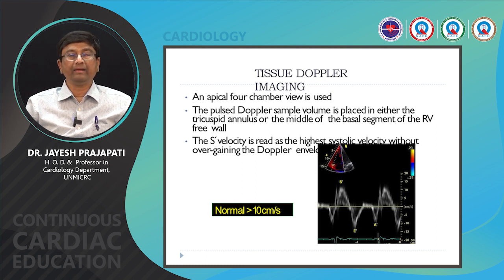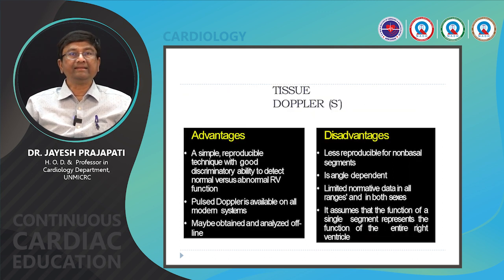Another is tissue Doppler. At the same level, you put a pulse tissue Doppler in the apical 4-chamber view and measure the S velocity; normal is more than 10. This is a very easy, simple, reproducible method, and pulse Doppler is available in all modern machines and may be analyzed offline also. But it is less reproducible, angle dependent, and has limited normative data in all ranges, though it can give a rough idea for RV assessment.